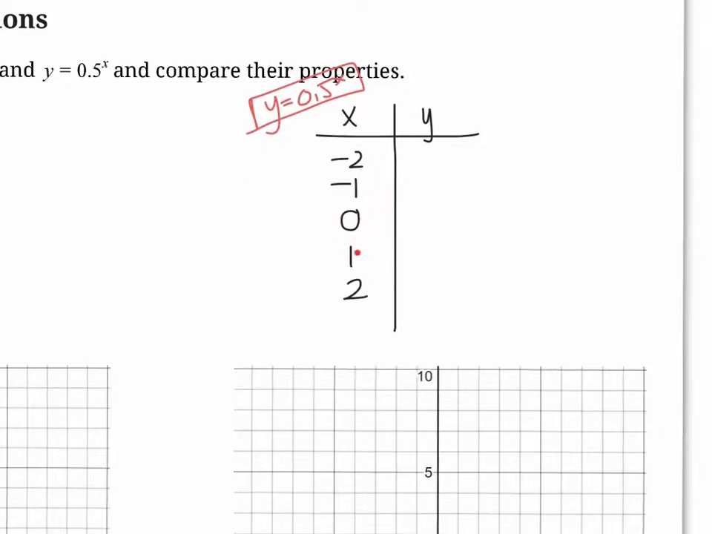We're going to plug in these values for x into this equation, see what comes out for y, see what happens. So if I plug in negative 2 here, 0.5 to the power of negative 2 is going to be 4. How about 0.5 to the power of negative 1? That's going to be 2. 0.5 to the power of 0 is going to be 1. 0.5 to the power of 1 is going to be 0.5, and 0.5 to the power of 2 is going to be 0.25. So let's sketch that.